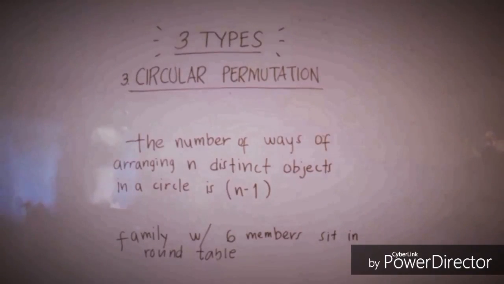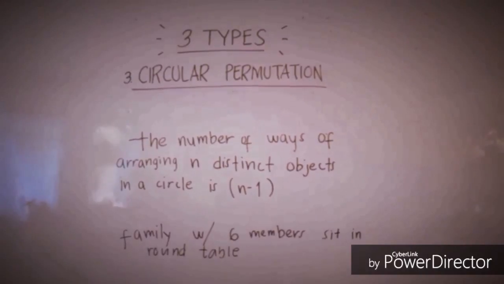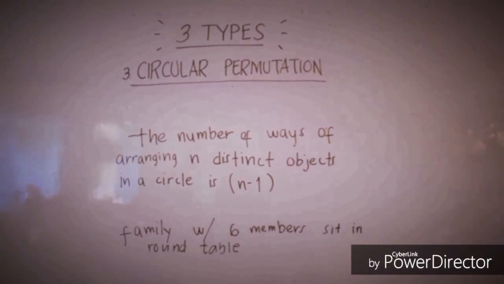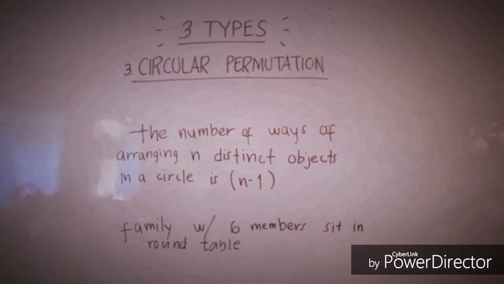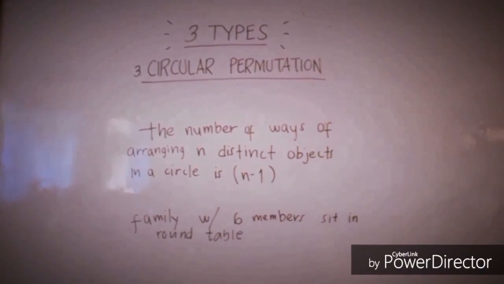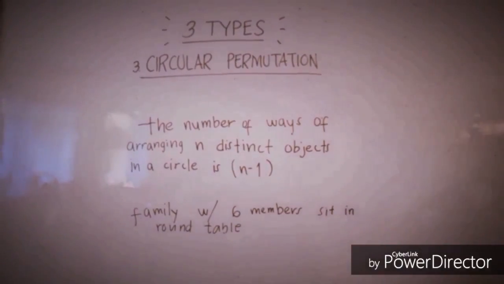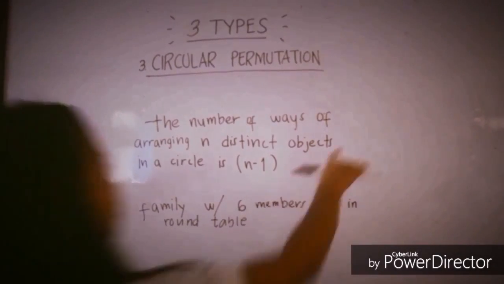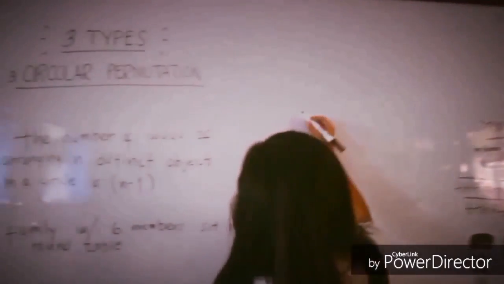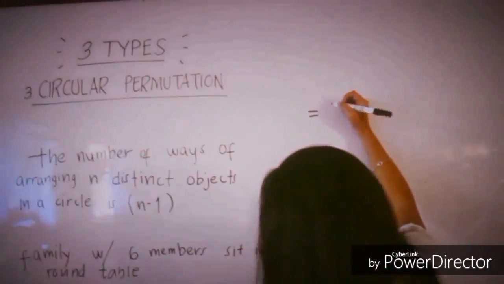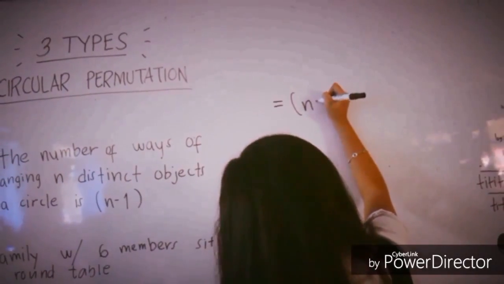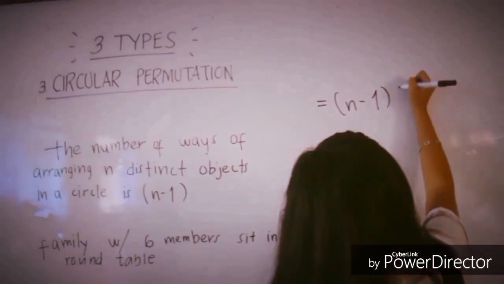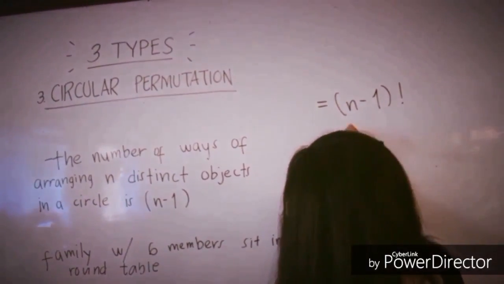The last type of permutation is circular permutation. In circular permutation, the number of ways of arranging n distinct objects in a circle is n minus 1 factorial. A family with 6 members sit at a round table for dinner. How many ways can the members of the family be seated? There is a formula given, which is n minus 1 factorial.